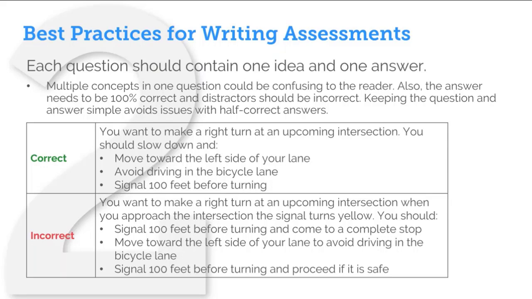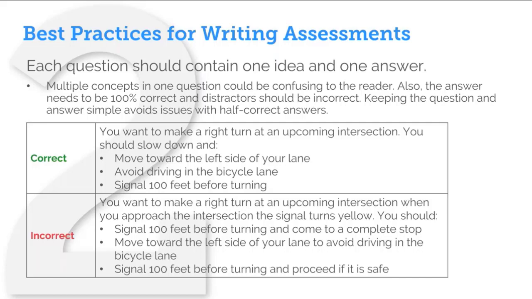So you want to make a right turn at an upcoming intersection, you should slow down and move toward the left side of your lane, avoid driving in the bicycle lane, or signal 100 feet before turning. So those are all plausible things, and they are, and signaling is our correct answer.